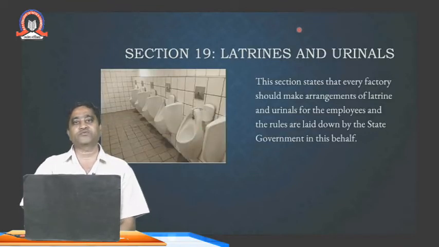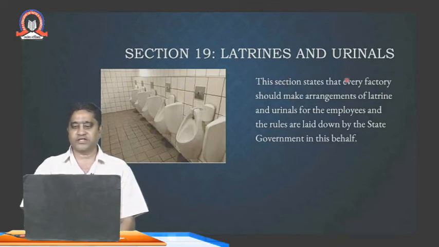Section 19 deals with latrines and urinals. In every factory there should be separate latrines and urinals for male as well as female workers. If the number of female or male workers is small, there can be a common latrine and urinal, but proper permission has to be taken from the chief inspector of factories before making a single urinal and washroom.